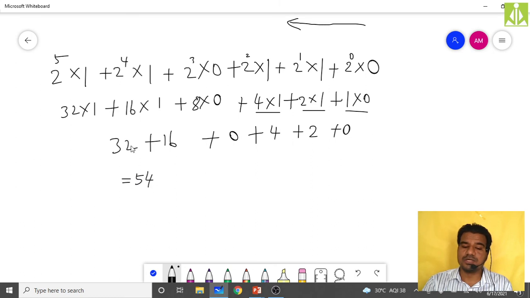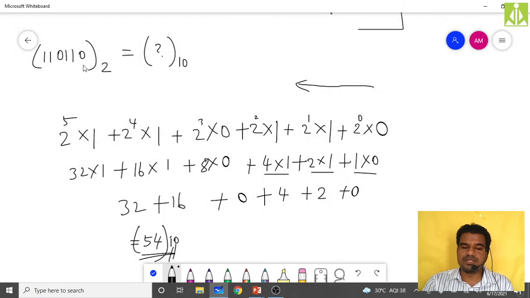54 you got. 32 plus 16, 48. 48 plus 2, 50. 50 plus 4, 54. So we got 54 as the result. And this 54 is in decimal.